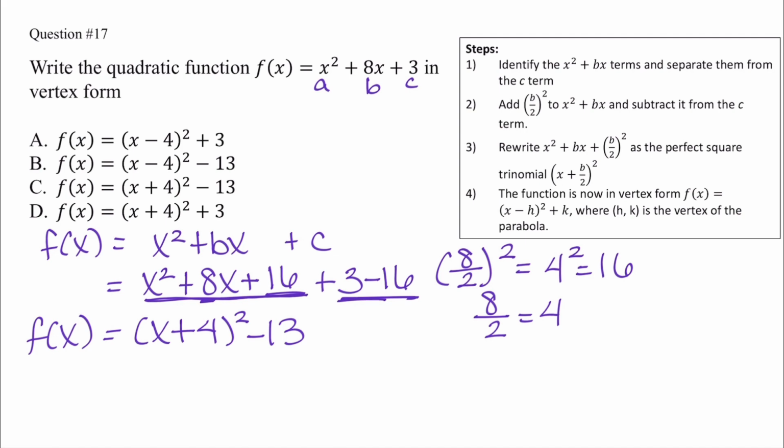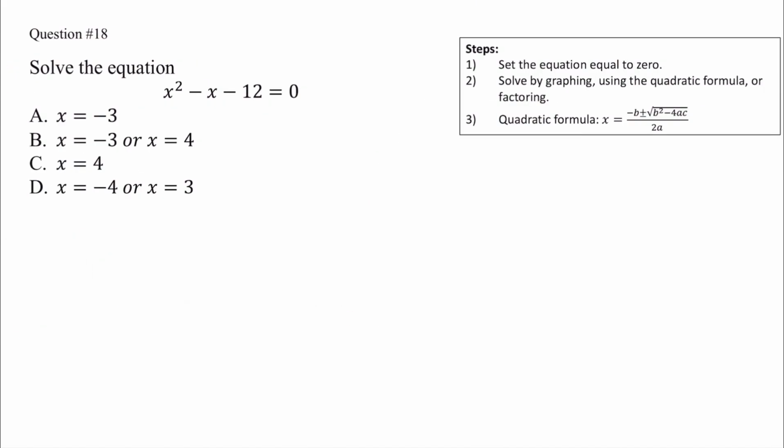So notice that the answer choice that matches is answer choice C. So in this problem, it says to solve the equation x squared minus x minus 12 equals 0. So remember, when we solve a quadratic, we want to make sure it's set equal to 0. So you can solve by graphing, quadratic formula, or by factoring. So when we factor or do quadratic formula, you have to identify a, b, and c, right? B is going to be negative 1. So if I solve by factoring, I do c equals negative 12.